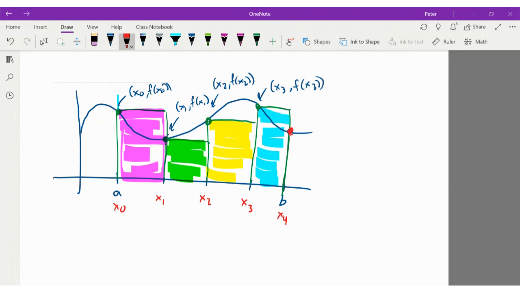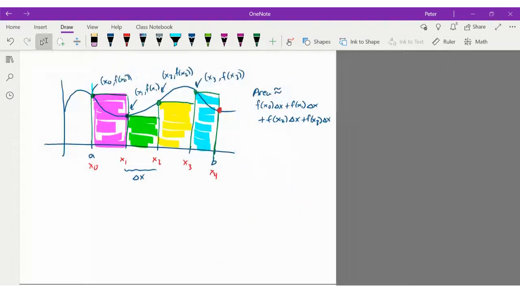And so what I have now is the four rectangles will be the area of the entire thing. Once again, putting in delta x, it's going to be f of x0 delta x plus f of x1 delta x plus f of x2 delta x plus f of x3 delta x. That is going to give me the area, or the approximate area. It's not the exact area.